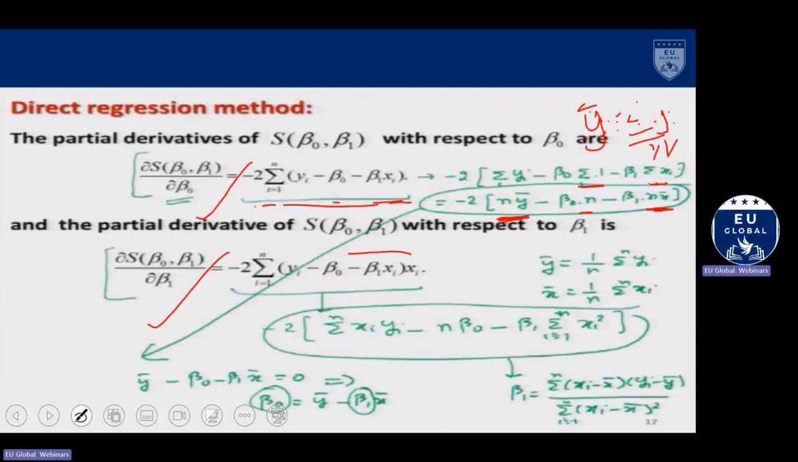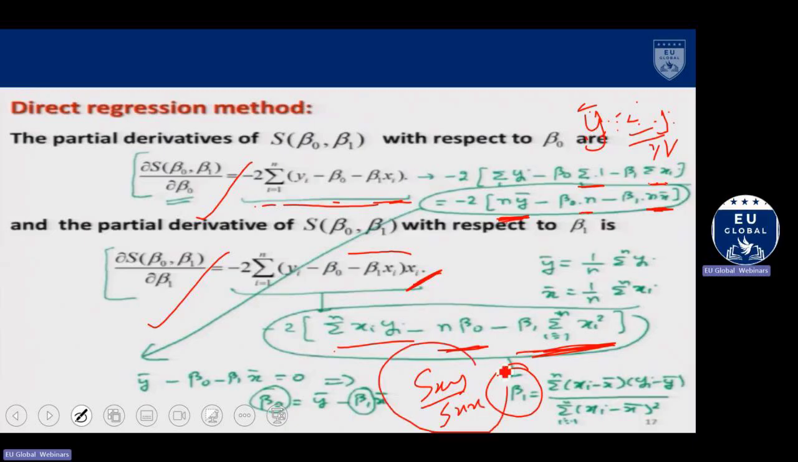Similarly, we have to find out with respect to beta 1. So in beta 1, we have this value summation of xi yi, minus n beta naught minus beta 1 summation of x square. So from this, we get the same value of beta 1, which is Sxy upon Sxx. And beta naught is equal to y bar minus beta 1 x bar. So we are getting the same values for b0, that is beta naught, and for beta 1.